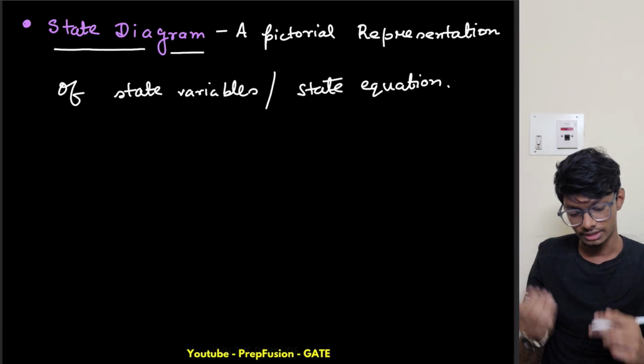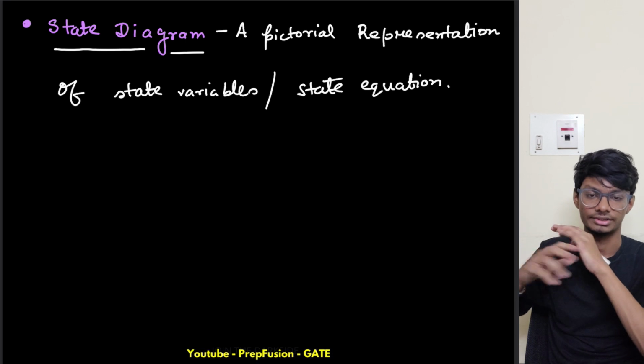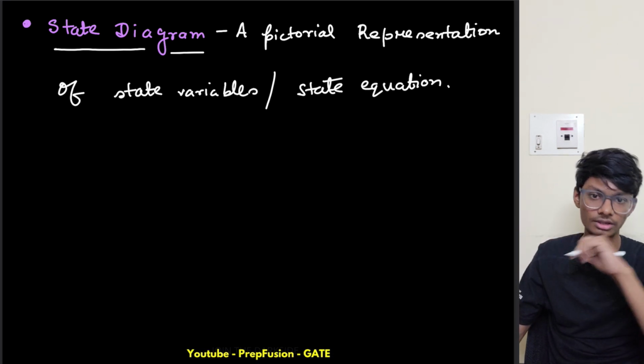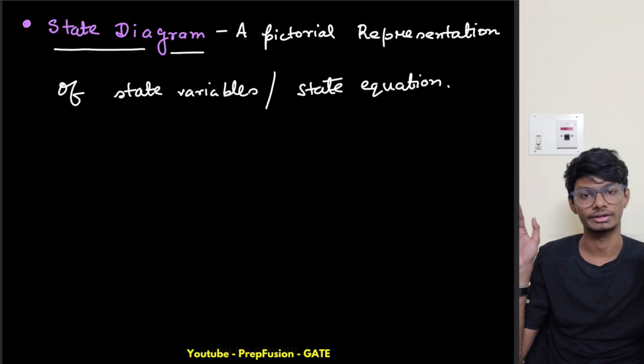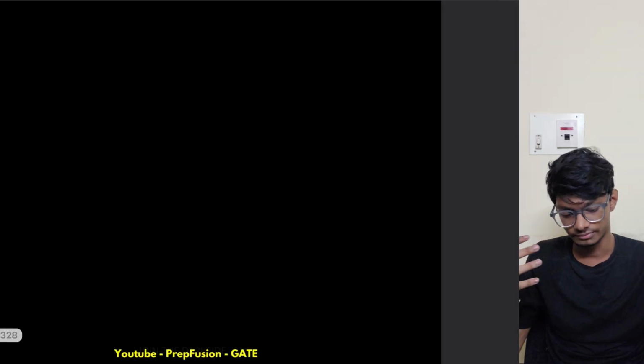And the state diagram is very simple. Just convert each of the state equations, or the state variables, into an SFG, signal flow graph, or a block diagram for easier understanding. So these were the 3 terms.